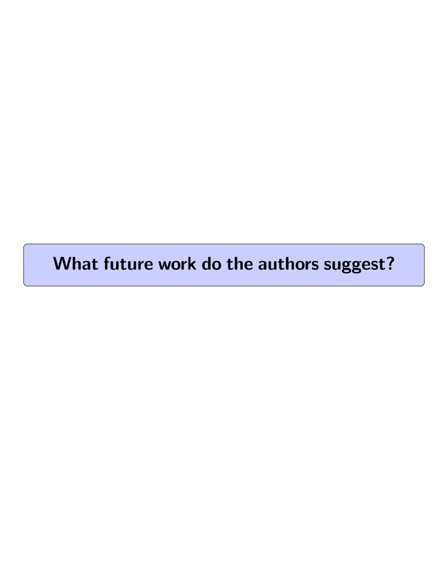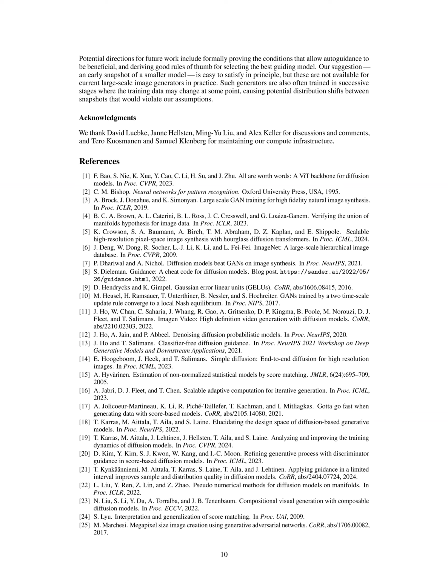What future work do the authors suggest? The authors suggest potential directions for future work, including formally proving the conditions that allow their method, Auto, to be beneficial, and deriving rules of thumb for selecting the best guiding model. They mention that their suggestion of using an early snapshot of a smaller model as a guiding model is easy to satisfy in principle, but note that such snapshots are not currently available for large-scale image generators.